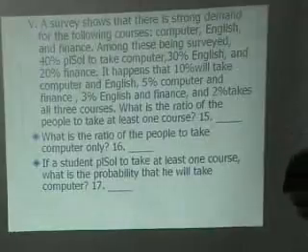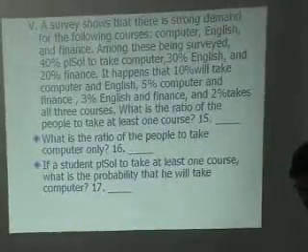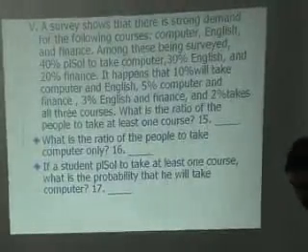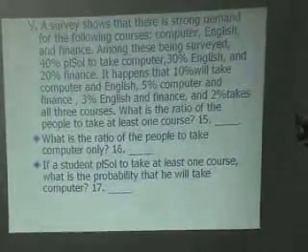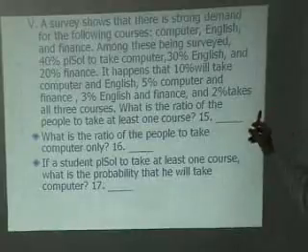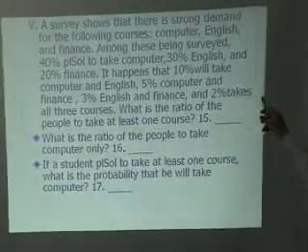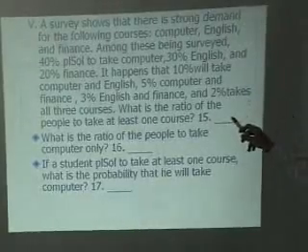So let us look at the question. What is the ratio of the people who take computer only? As a matter of fact, you have 3 parts, right? So you have 3 courses: computer, English, and finance.